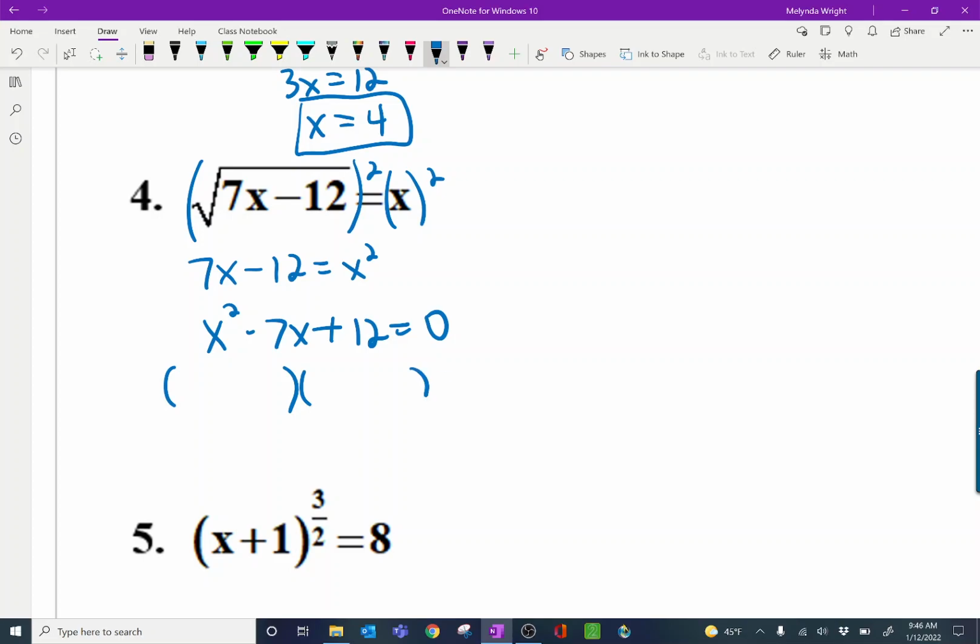Great, 3 terms, factor like FOIL. Hopefully you remember all that. The back sign is positive. The front sign is negative, so that means they both have to be negative. We're looking for 2 numbers that multiply to get 12 and add to get 7. That's a 3 and a 4. And so we would have x equals 3 and x equals 4.